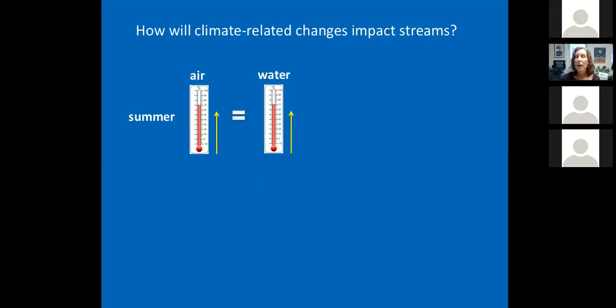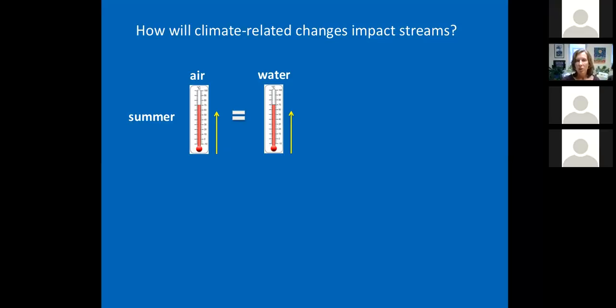So a lot of my work has focused on this relationship. I think people have a sense that as our air temperatures have increased in recent years, we're also seeing some warming in our streams. And so what I want to go through here is some of the ways that our summer and winter temperatures interact with each other.